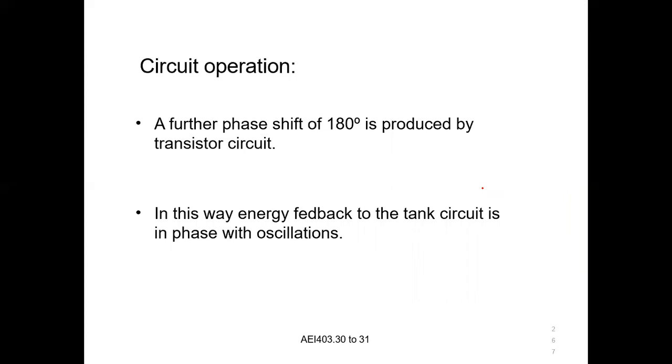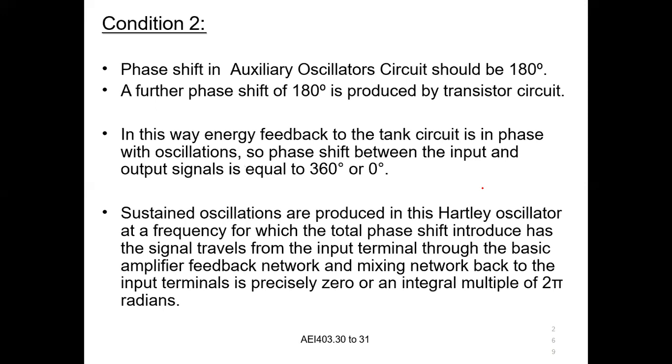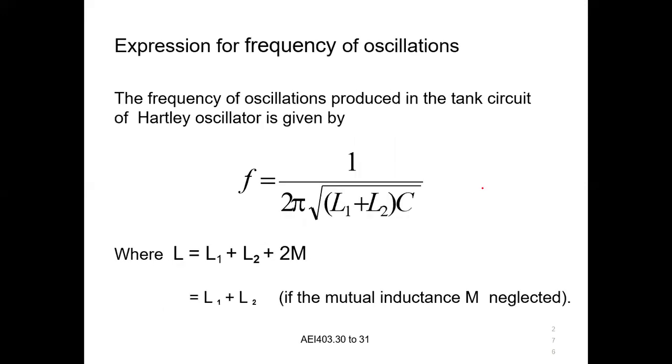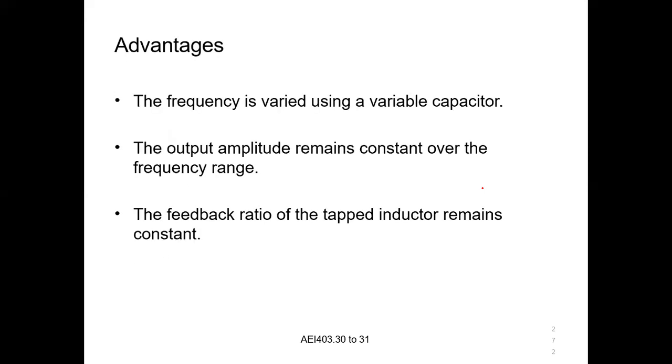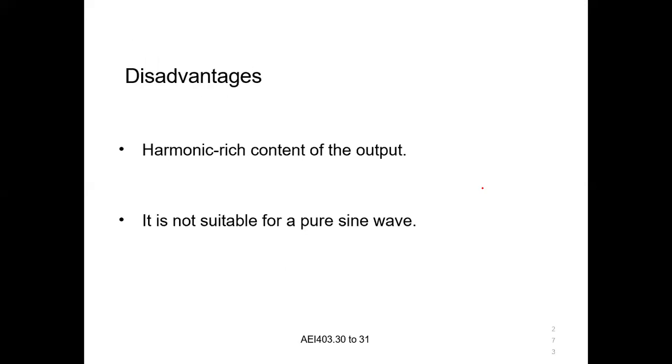This produces a 180-degree phase shift by the transistor circuit as well as a 180-degree phase shift in the tank circuit. Advantages: easy to tune, adaptability to a wide range of frequencies, and used as a local oscillator in radio receivers. Disadvantages: harmonic-rich content in the output, so it is not suitable for a pure sine wave.